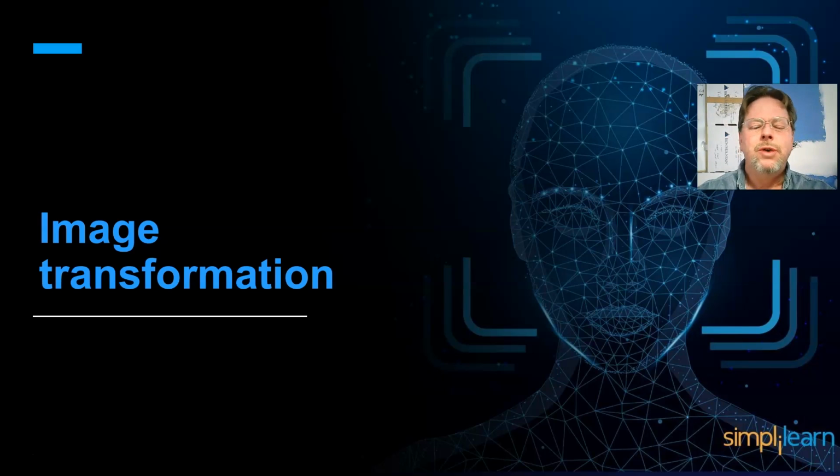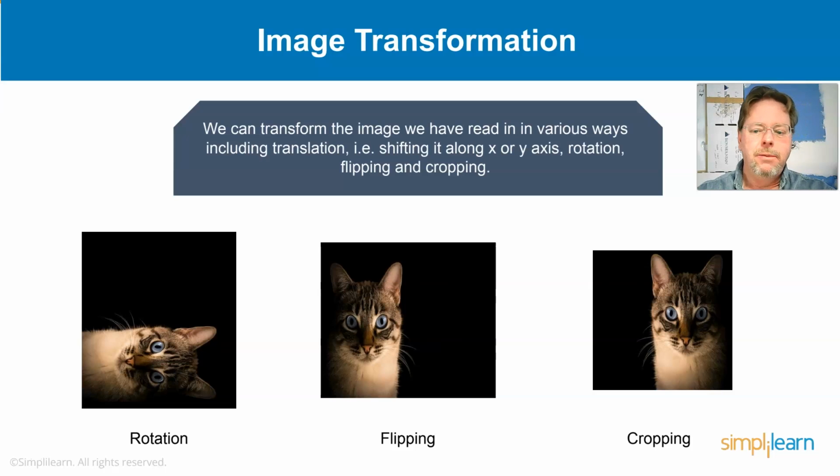And then you have image transformation. We talked a little bit just a second ago on blurring. We can also do things like rotating it. We can transform the image various ways. You can see here we can shift it. So we can shift it left, shift it right, flip it, crop it. All of these are very easy to do in the OpenCV package.